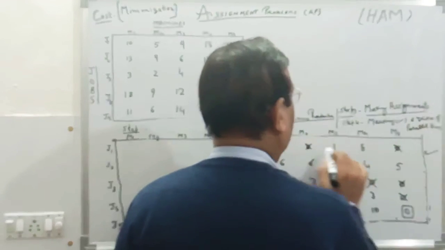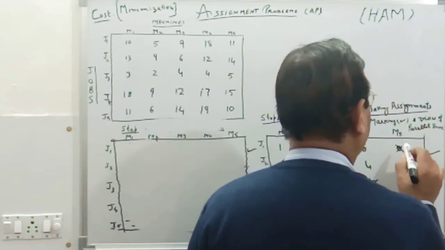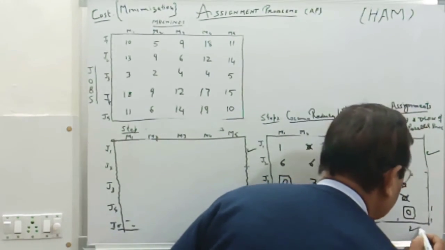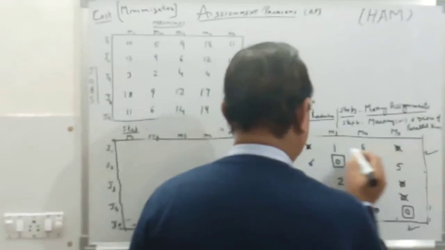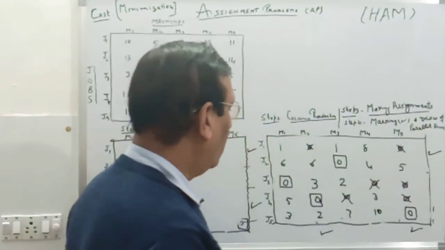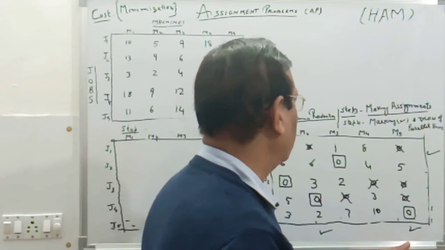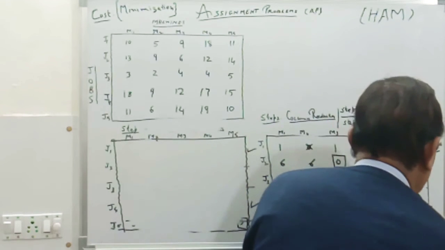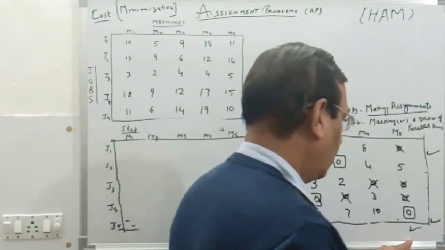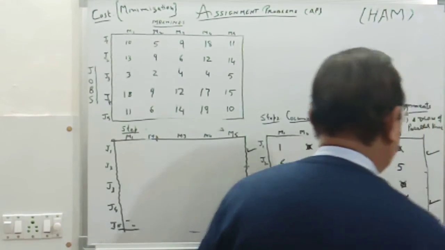You have to be very clear and conscious. You have marked the row in which there is no assignment, so there is one row, and then you have to find the 0 in the marked row. Here is the 0, so you have to mark this column. Now find the assignment in the marked column. Here is the assignment, so mark this row.